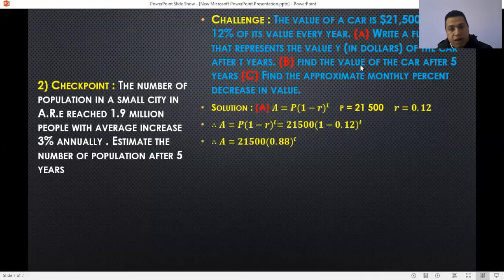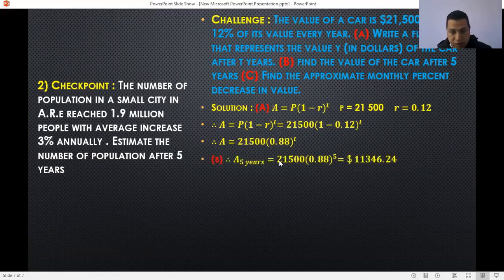Part B, find the value of the car after 5 years. If you plug in 5 here instead of t, then you will get the price of the car after 5 years, okay? The price of the car after 5 years.